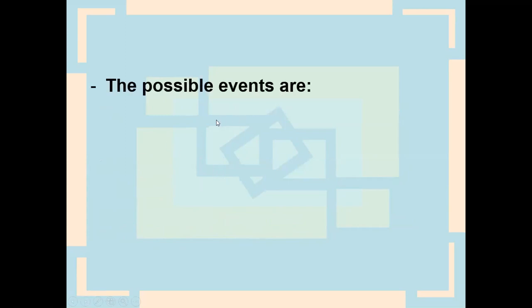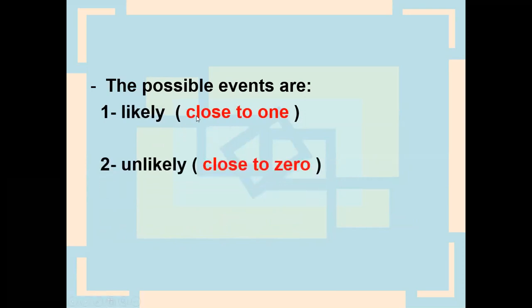And the possible are two types, likely and unlikely. Likely is close to 1 and unlikely is close to 0. It is near to 1 and here near to 0.